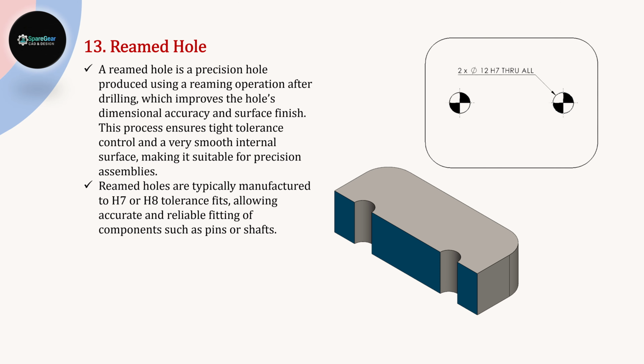A reamed hole is produced using a finishing operation called reaming. Reaming improves both the dimensional accuracy and surface finish of a drilled hole. Reamed holes are commonly used for dowel pins, bearing seats, and precision alignment features. Because of their high accuracy, reamed holes are widely used in precision mechanical assemblies.